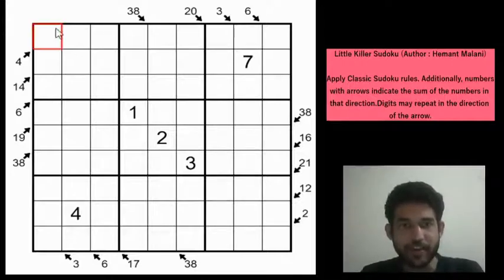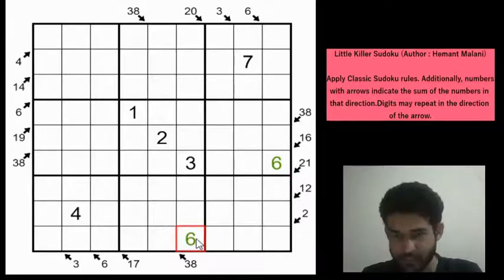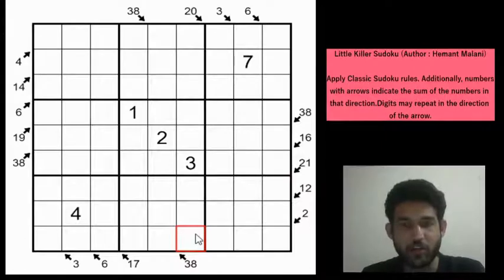In addition to standard classic rules, where you have 1 to 9 in each row, column and box, there are outside clues given in the grid. These clues point to some direction, right? There is an arrow pointing in a direction, and when you add all the digits in that direction, you will get the outside clue. So digits may repeat in a direction. For example, for this 16 clue, you may have an 8, or let's have a 6 and a 6. You can have a 6 and a 6 here. Digits may repeat in the direction of the arrow, provided classic rules are not violated.